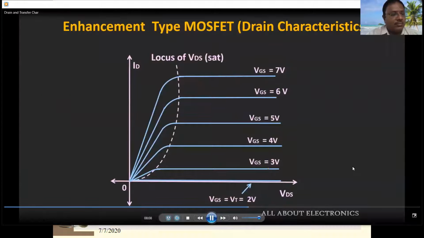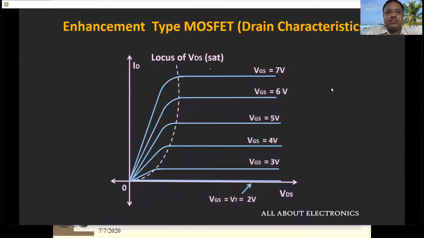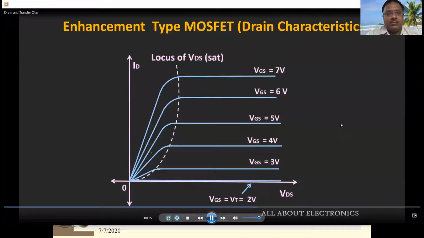So if we see the drain curves or the ID versus VDS curves for different values of VGS, it will look like this. So as you can see, as the value of VGS increases, the current ID will also increase. And this parabolic curve shows the locus of the voltage VDS where the drain current ID will get saturated.